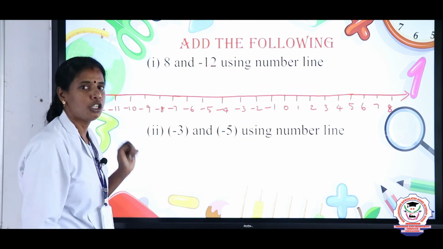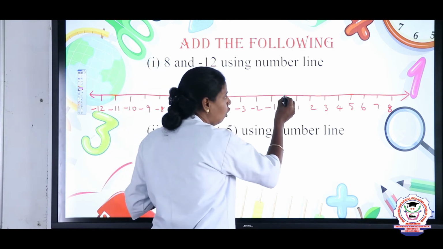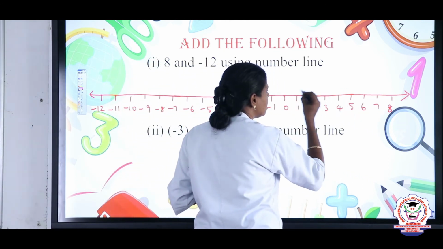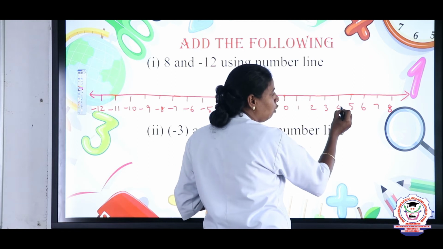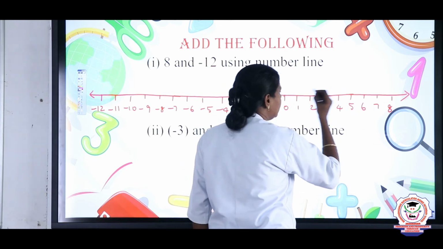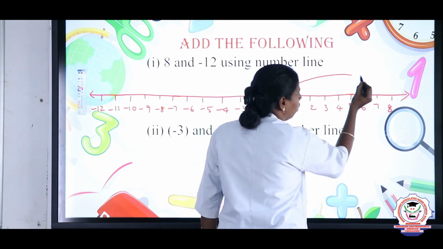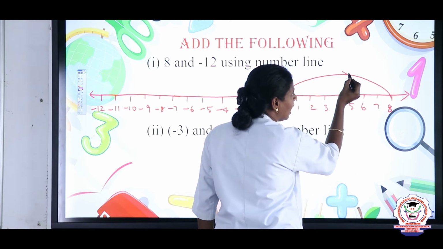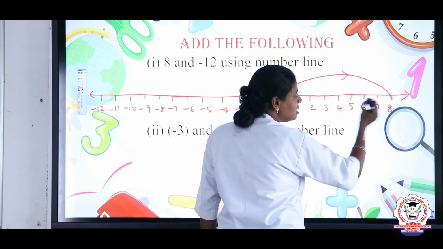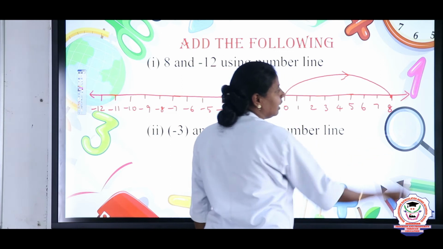So 8 is a positive number. So from 0, I am going to move 8 units. So 1, 2, 3, 4, 5, 6, 7, 8. So draw the line like this. The arrow mark goes right side on the number line, which is 8 here.